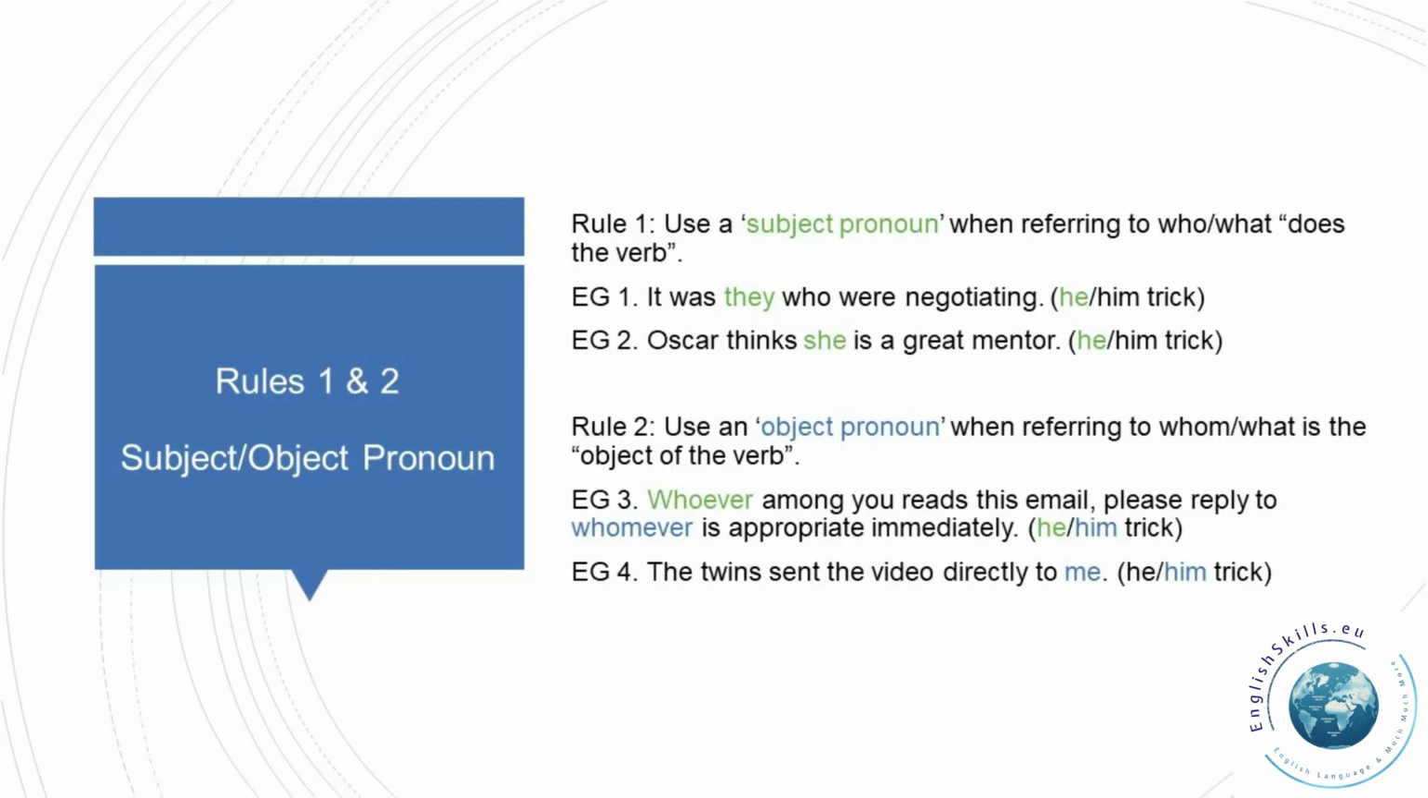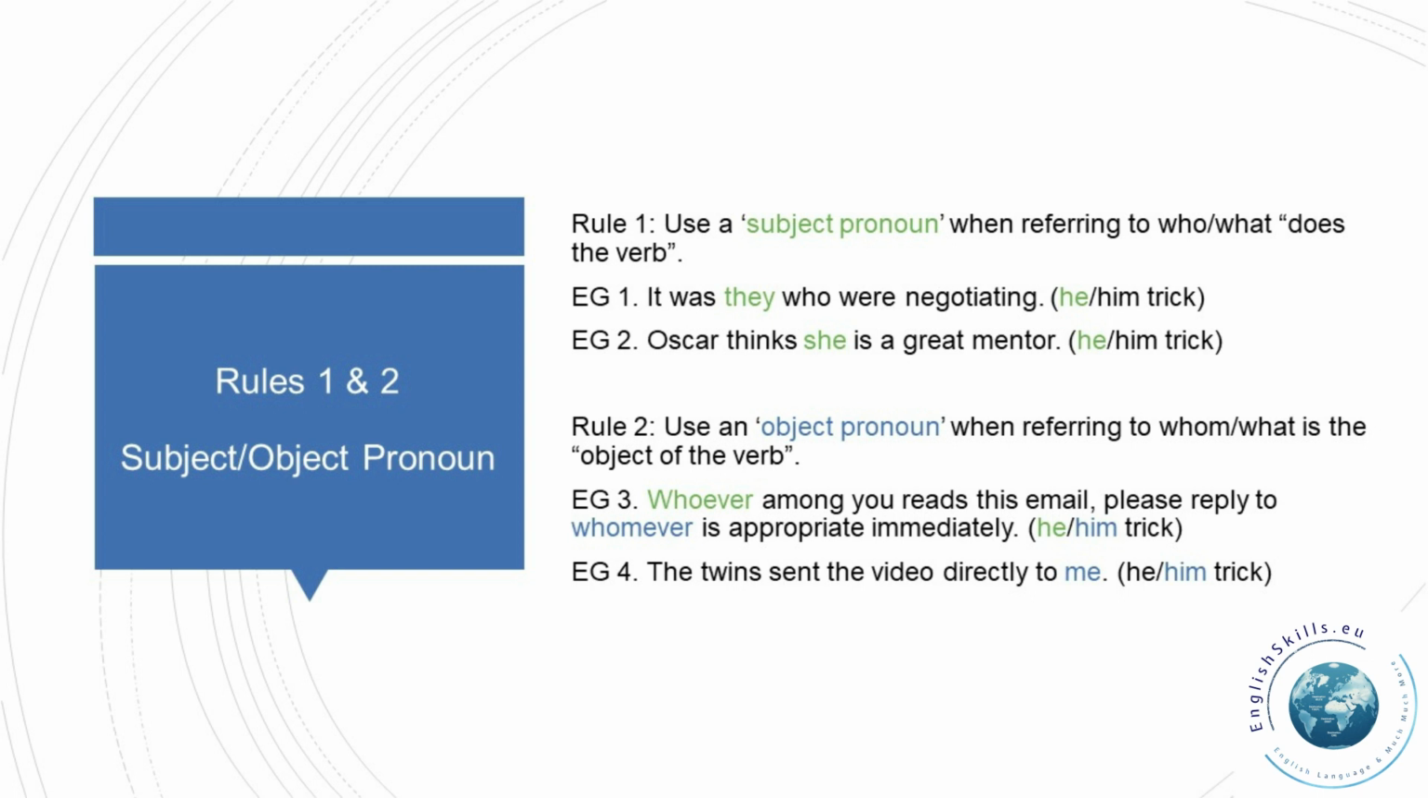Example 1. It was they who were negotiating. When we think of the he, him, we'll look at this in detail. They is the subject pronoun. Example 2. Oscar thinks she is a great mentor. So she is the subject pronoun. It comes before the verb is, and therefore she is the subject of that particular part of the clause.